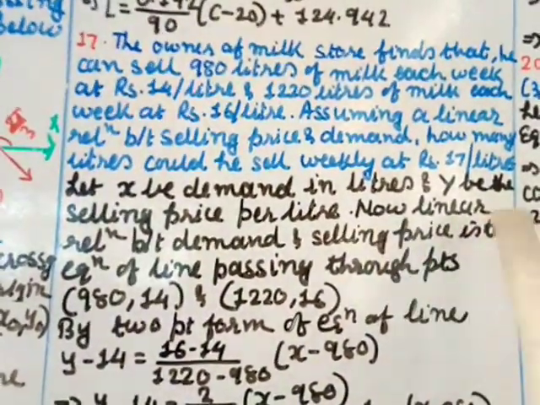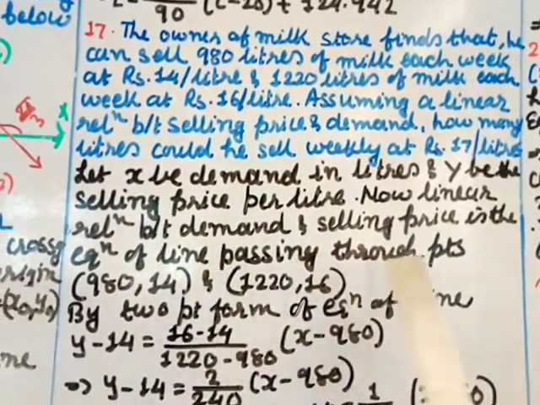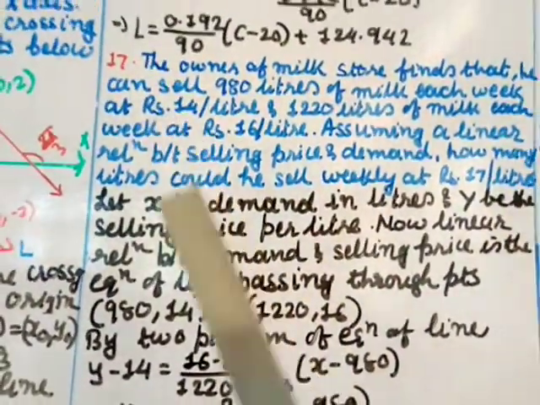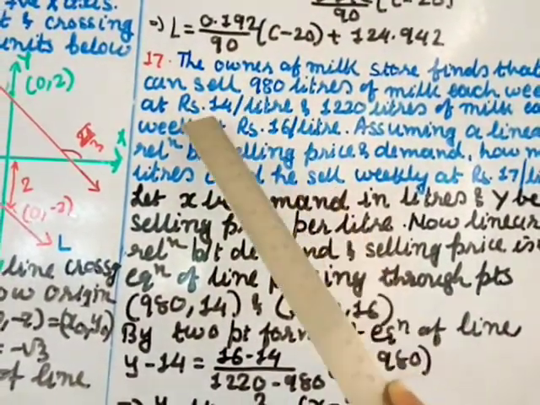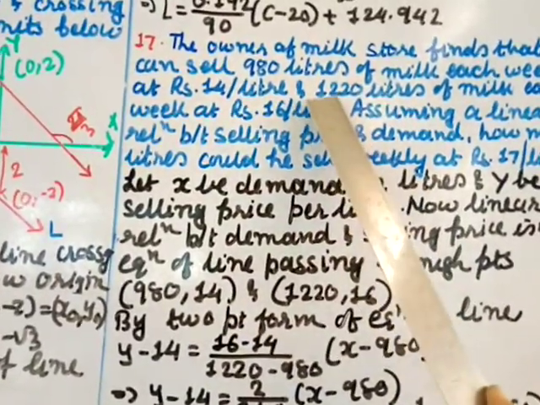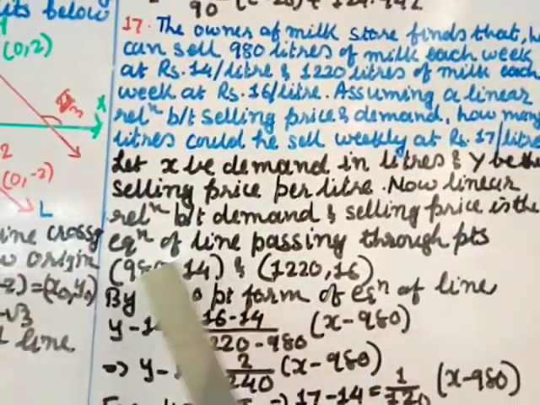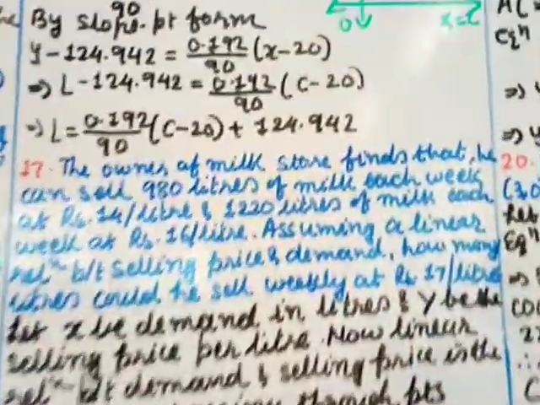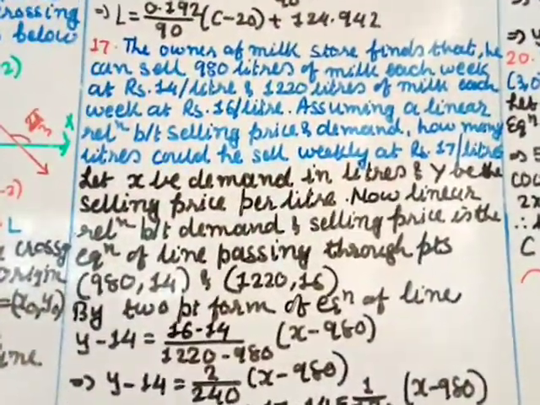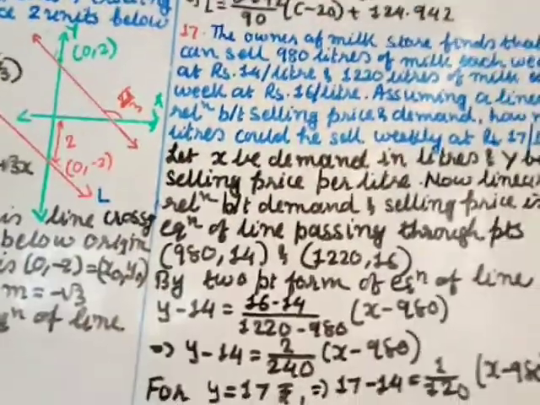Okay, now a linear relationship between demand and selling price is the equation of a linear line passing through the points. So from the given condition I am writing 980 comma 14. Okay, and the second one is 1220 comma 16. So these are the 2 points. If you draw the line it will come something like this. Here it is demand and price, so demand is on the x-axis and price is on the y-axis. So that is what you have to draw in the graph, a similar graph but the values will be different.